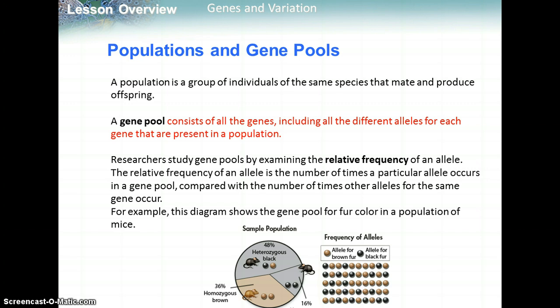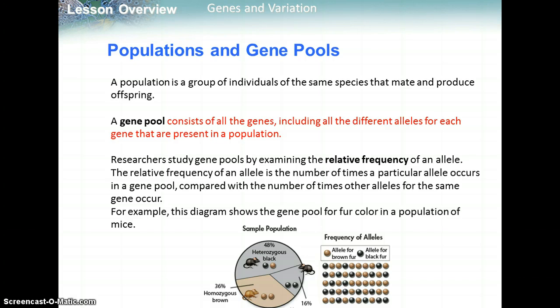So a population is a group of individuals of the same species that mate and produce offspring. When you're looking at population, you reference usually a gene pool. The gene pool consists of all the genes, including all the different alleles for each gene that are present in a population. Researchers study gene pools by examining the relative frequency of an allele. The relative frequency of an allele is the number of times a particular allele occurs in a gene pool compared with the number of times other alleles for the same gene occur.